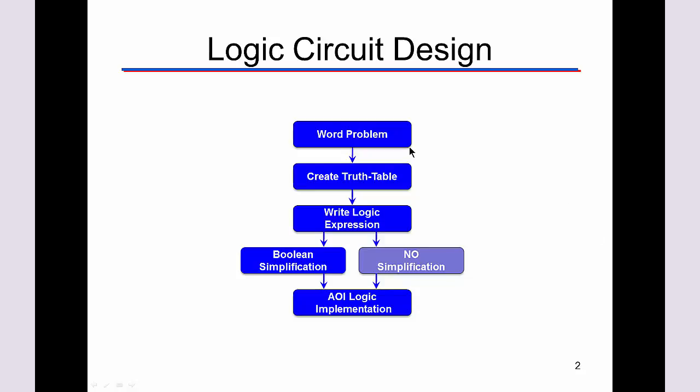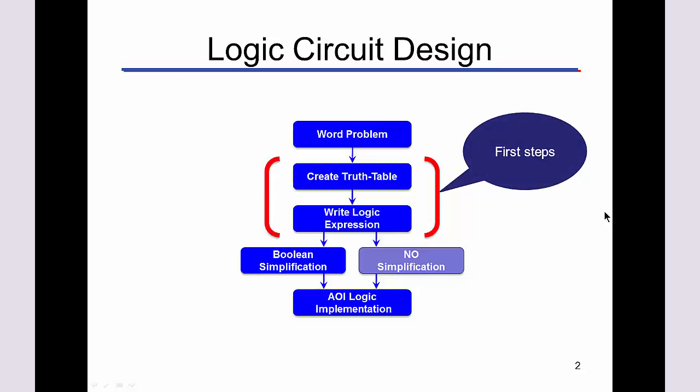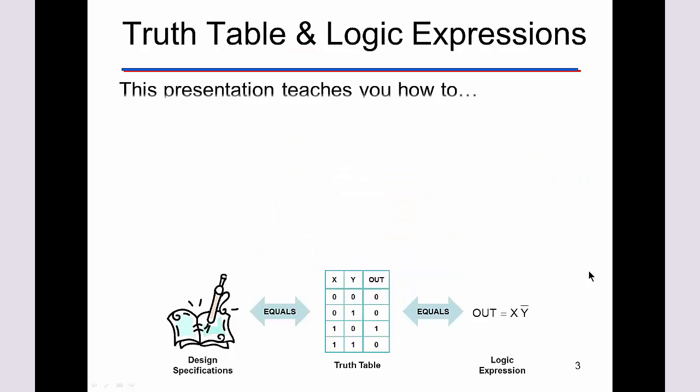It begins with a word problem, a situation that you want to control. The first steps in making that circuit are to create a truth table and to write a logic expression. Don't worry if these later terms don't have much meaning for you now. We'll talk about them in future activities.